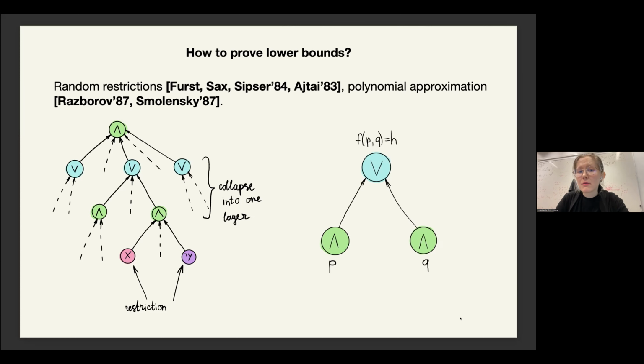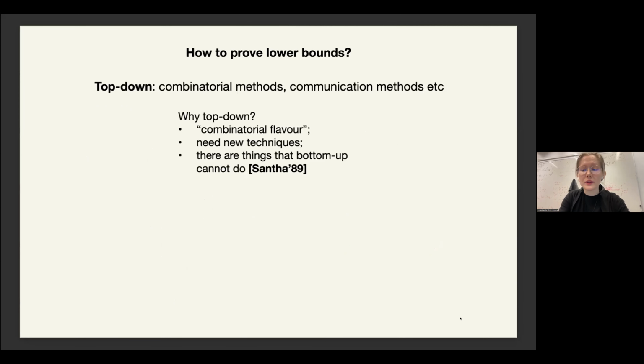And there is this third option for proving lower bounds, which is more like a cluster of techniques. It is something less defined, I guess, than random restrictions and polynomial approximation. But this is called a top-down approach. And these proofs are usually more combinatorial in nature, and they're very similar to what people do in communication complexity.